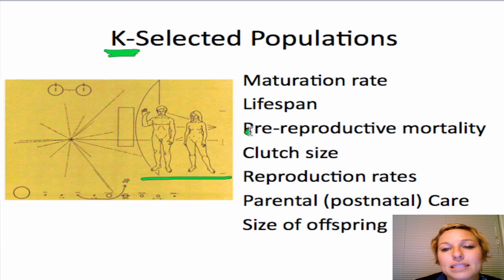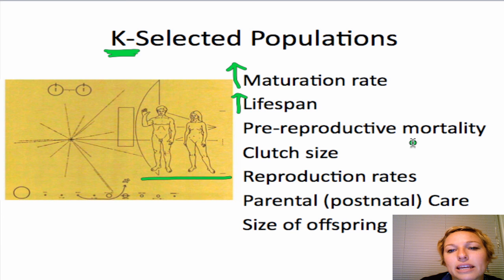And what that means is that we have a long maturation rate. It takes a long time for us to become mature adults. Some longer than others, right? But for humans, it takes several years, probably 14, 15 years, to become mature adults. We have a longer lifespan. The average lifespan in the USA, I believe, is 81. So we can live a really long time.